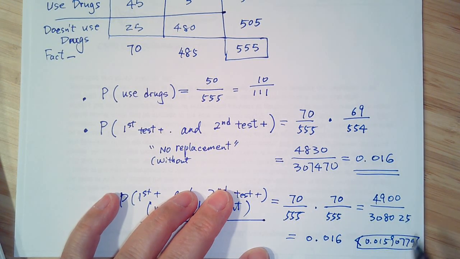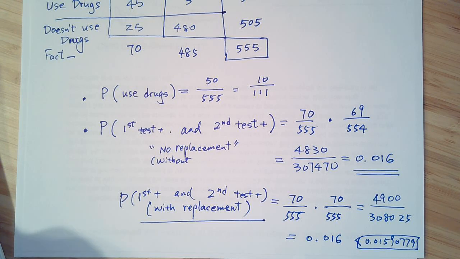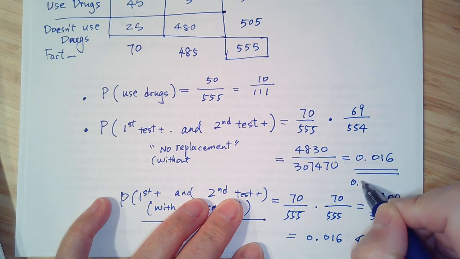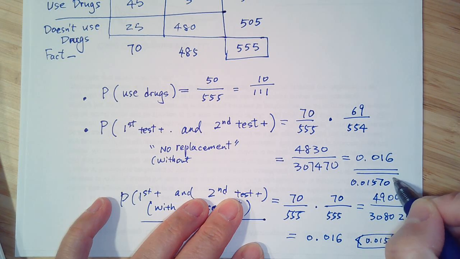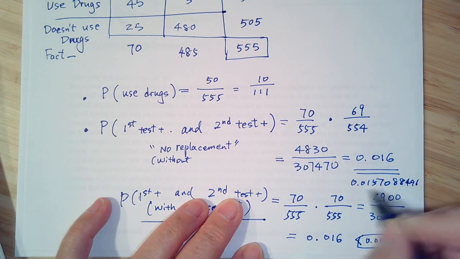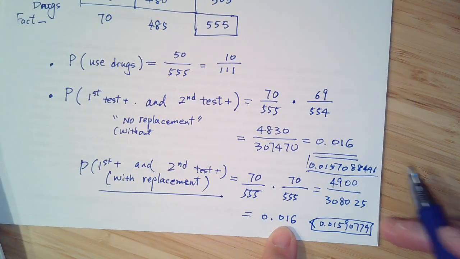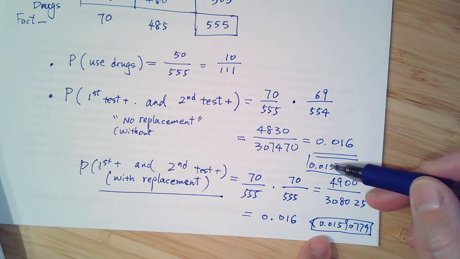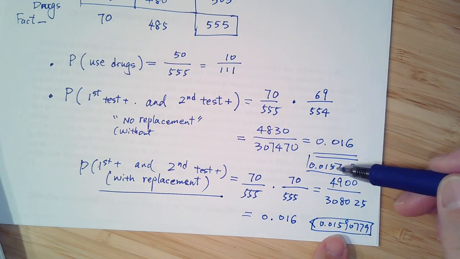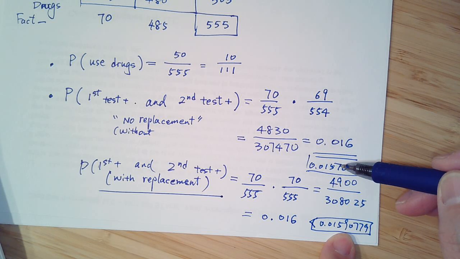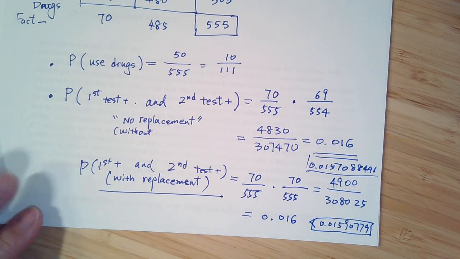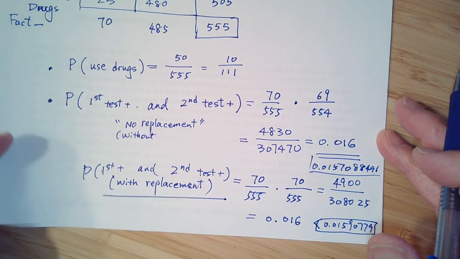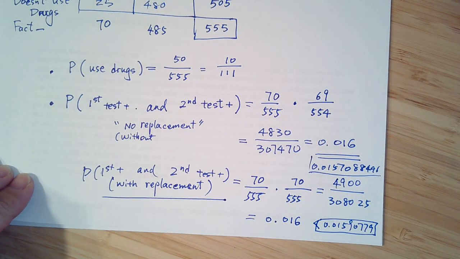But this one, 4830 divided by 307470, and that's coming from 0.0157088496 and something. So when you round them up, it's 16, and here's a 16. But if you look at the next digit, here's a 9, here's a 7. So they're slightly different. Even though they're very, very close, they're different. So be very careful with this. And this is the multiplication rule.